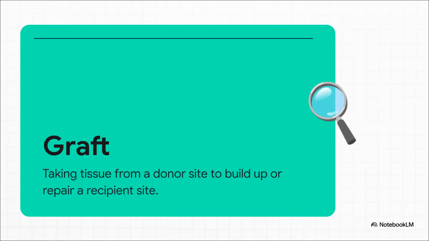Okay, moving right along to Section 2, bone, cartilage, and fascia grafts. Now, before we code this, we need to know what a graft actually is, in plain English. Imagine you're rebuilding a broken wall and you need some extra bricks. A graft is essentially just taking tissue, whether that's bone, cartilage, or fascia, from one place on the patient's body, the donor site, to build up or repair a defect somewhere else, which we call the recipient site.